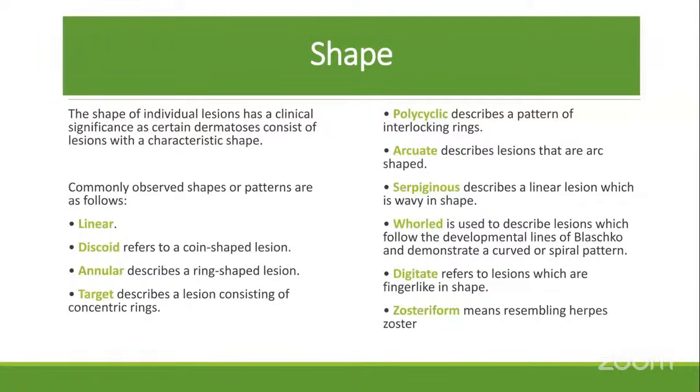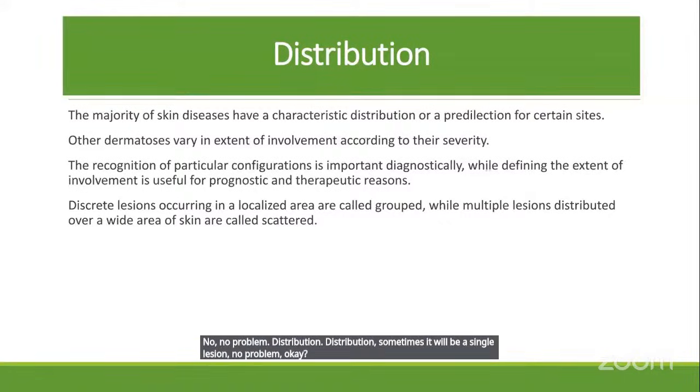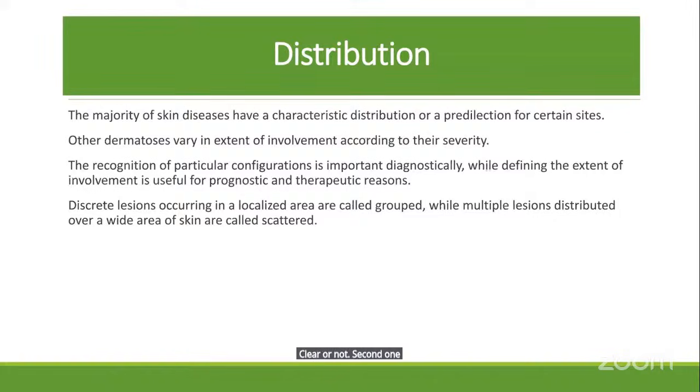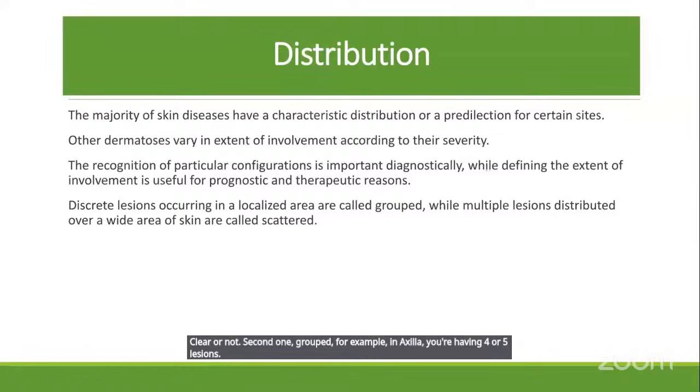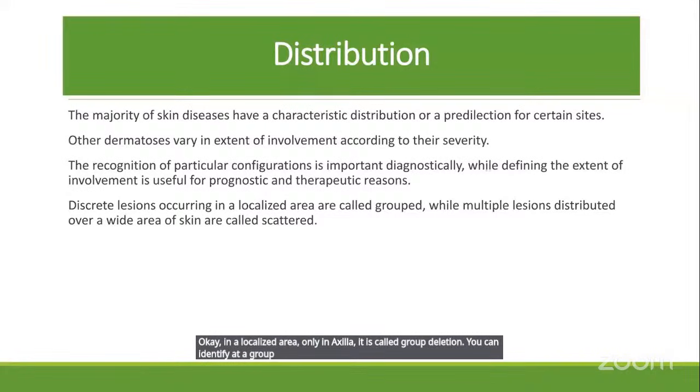Dr. Sriya, you can comment your doubt, post your doubt. Okay, discrete meaning, you were saying, sir. Okay, no problem. Distribution, sometimes it will be a single lesion. No problem. Clear or not? Second one, grouped. For example, in axilla, you are having 4 or 5 lesions in a localized area, only in axilla. It is called a group lesion. You can identify a group lesion present in axilla like that.